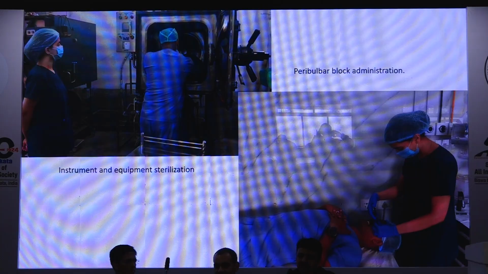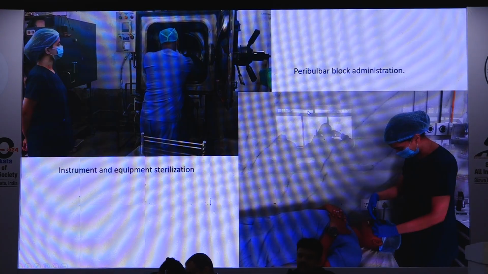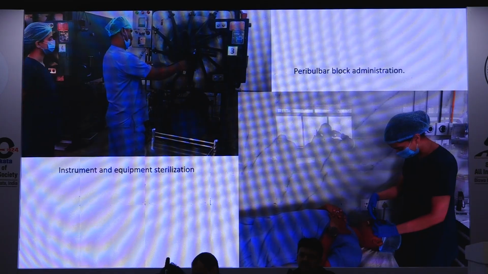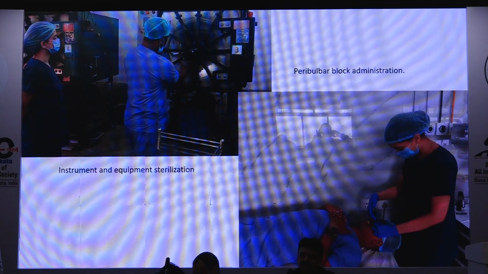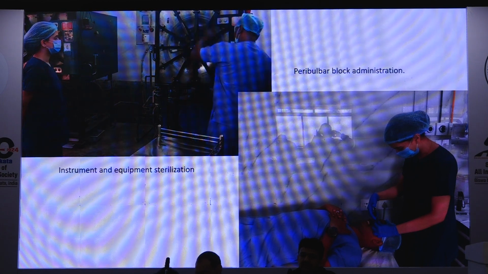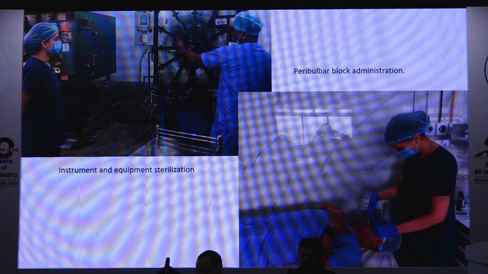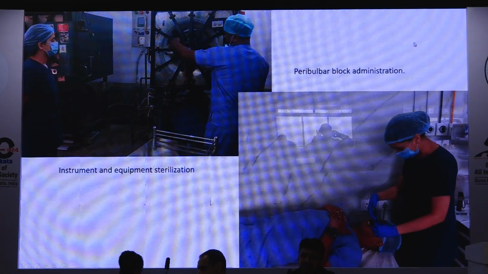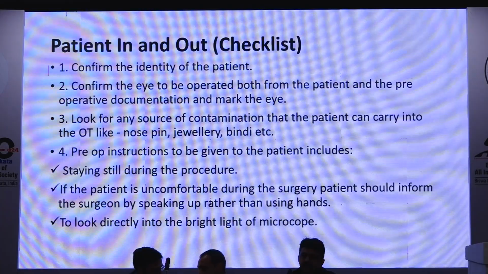So now, the sterilization procedure. It is important in the first 6 months to visit the CSSD, the Central Sterile Supply Department, and see how the instruments are handled, what the protocols or safety procedures are, and what indicators are used. Also, like the peribulbar block, this is something to learn in the first 6 months.